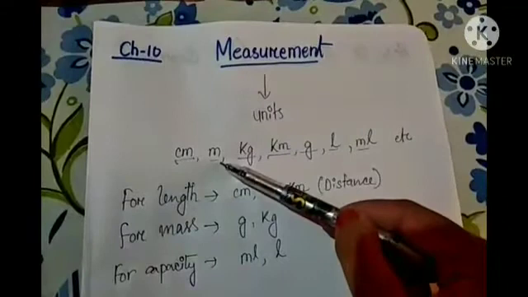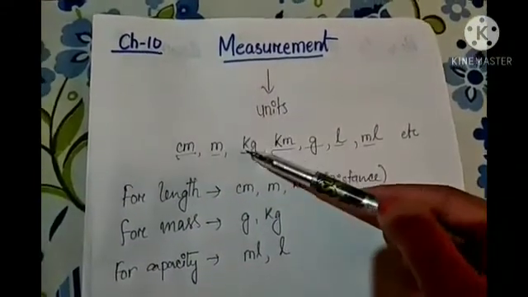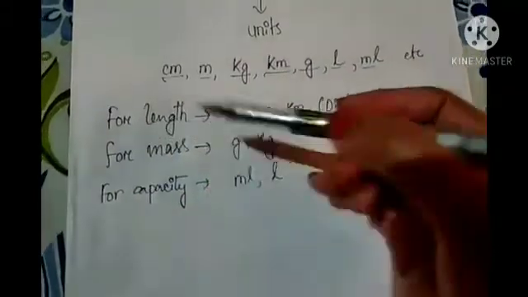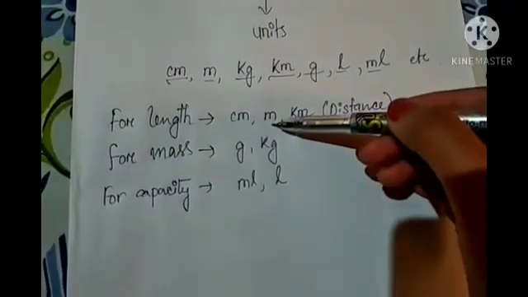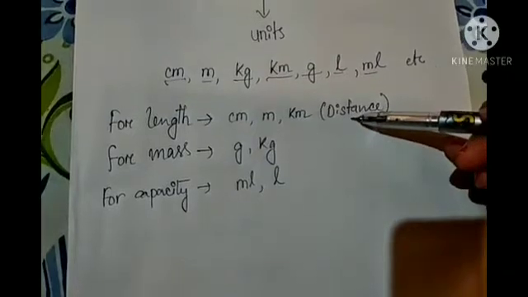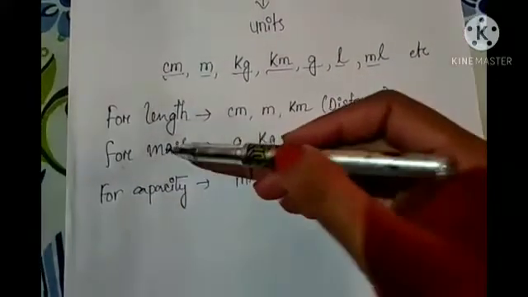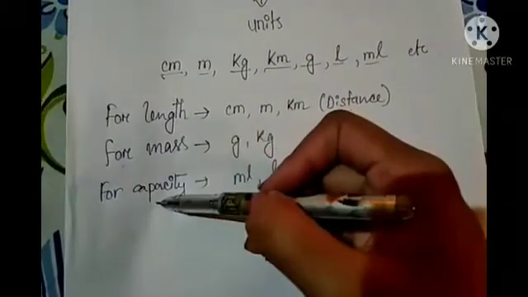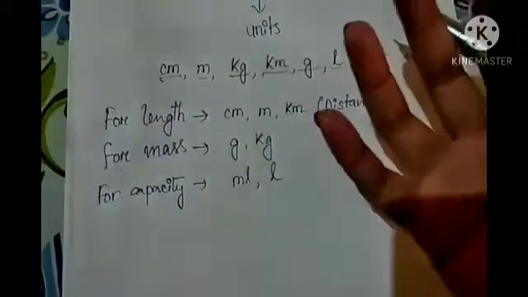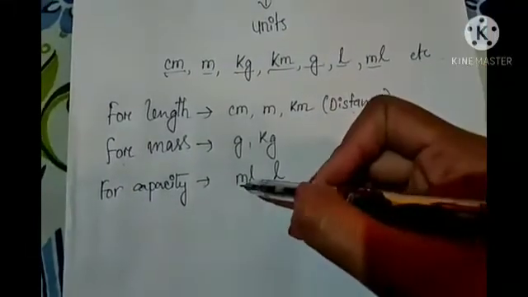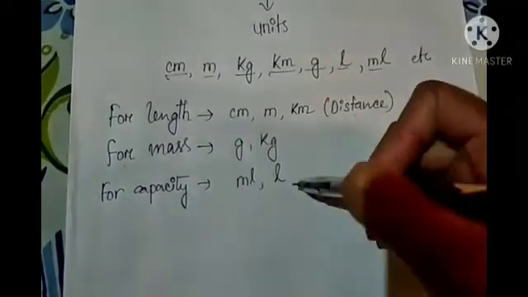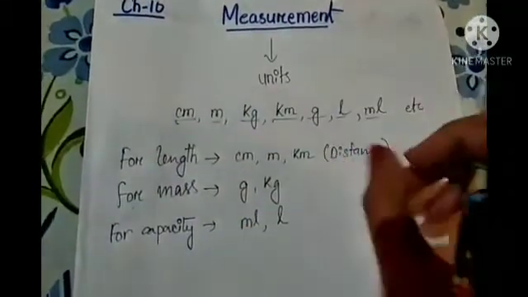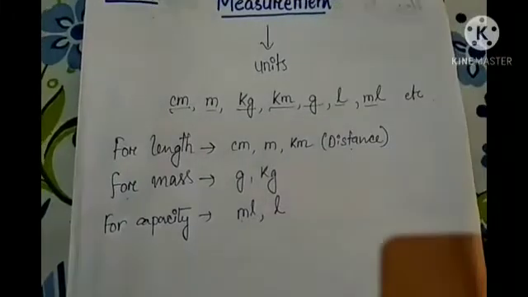And these units, how can we use them? There are several terms. You can see here I have written, for length we use centimeter or meter or kilometer. For longer length, that is distance. For mass, that means weight, we use gram or kilogram. For capacity, that means the quantity of liquid generally, we use ml, that means milliliter, or liter. In this way, in your book page number 155, some work is given, so let's do it.